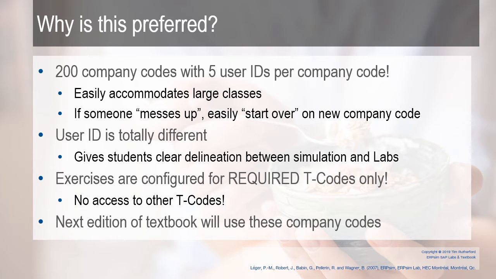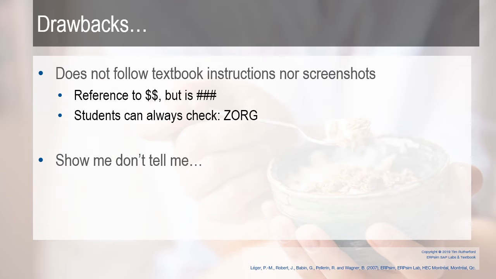The next edition of the textbook, the 4th edition, will use these company codes, those separate within the client, these exercises, the company codes and the user IDs. Again, a drawback, it does not follow the textbook instructions at all, nor the screenshots. So the textbook throughout references $$ for company codes, but it's actually pound within this. Realize students can always check this new transaction Z.org to find what they're supposed to be working within.